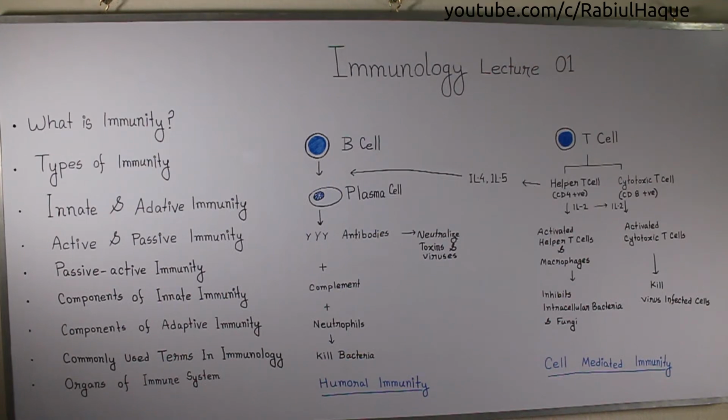On the right side, we can see the major components of cell-mediated immunity, and they will include helper T lymphocyte and cytotoxic T lymphocyte. But as we will later see, there is also another type of T lymphocyte that is known as regulator T lymphocyte. So, helper T lymphocyte, when they are activated, will inhibit intracellular bacteria and fungi. Similarly, when cytotoxic T lymphocytes are activated, they will kill virus-infected cells. And we will talk in detail about all these mechanisms in our upcoming lectures.